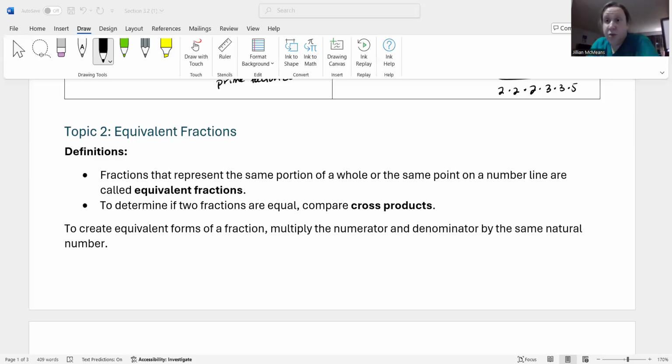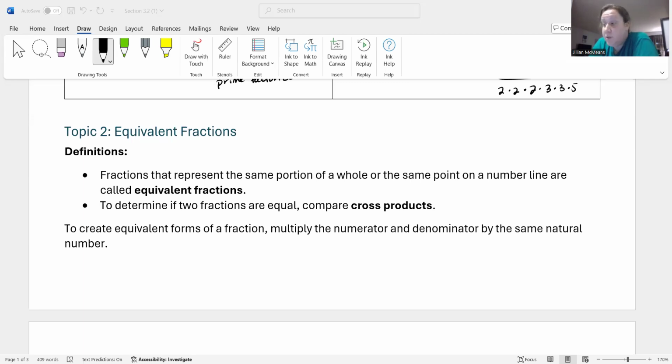Okay, for topic two, we're going to talk about equivalent fractions, and this is an important thing that comes up multiple times in your math career, okay? Luckily, it's not the hardest concept to understand, so try to remember a few things about this, and it won't be too bad. We do have a couple of definitions that we need to understand here.